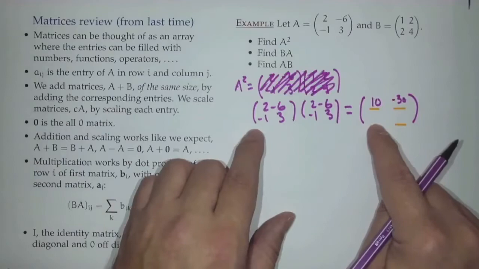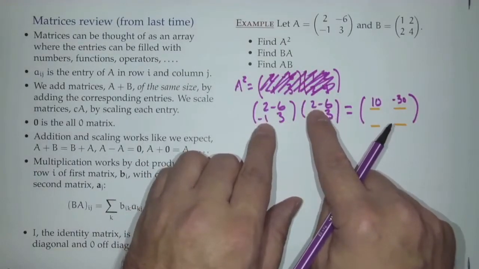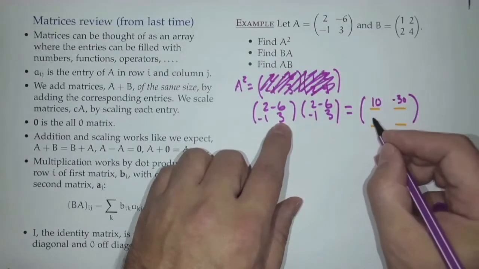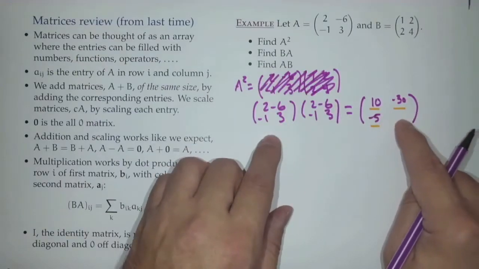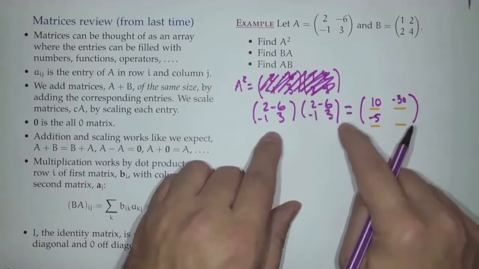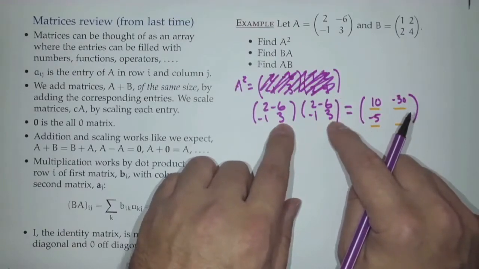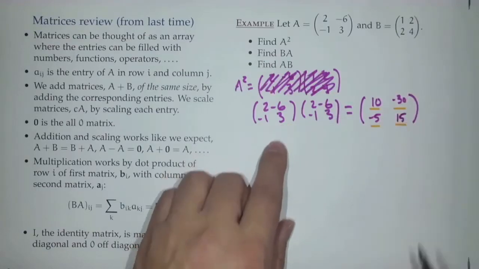Second row, first column. Minus 1 times 2, minus 2, minus 3 times, 3 times minus 1, minus 3, put it together, minus 5. Second row, second column. Minus 1 times minus 6, 6. 3 times 3, 9, put it together, 15.